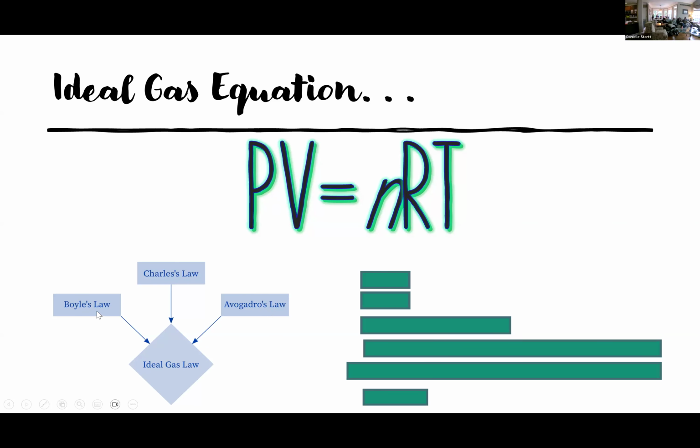So which one is missing here? Boyle's law, Charles' law, Avogadro's law. What's missing? Gay-Lussac is missing, right? So in this case, we've replaced Gay-Lussac with Avogadro's law, and it gives us our ideal gas law. So what we have here, these are our variables.